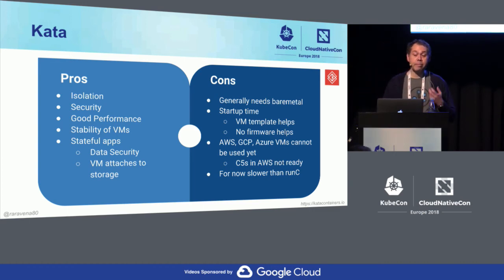And some of the cons: you need a bare metal machine. A lot of the cloud providers have VMs. AWS just recently announced bare metal machines, but they're still in preview.